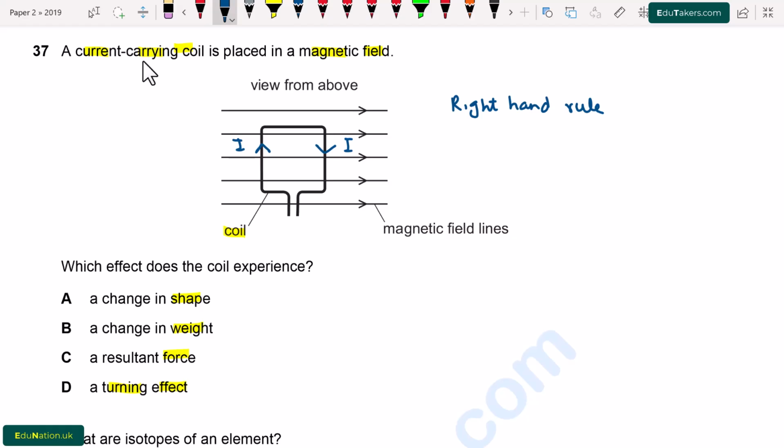Then my thumb will point out the direction of the force. In the case of left hand side, the force will be inward, while in the case of right hand side, the force will be outward. So both of these forces are equal but in opposite direction. This forms the torque here. So there will be the turning effect. Only there is the change in turning effect. So option D is correct.